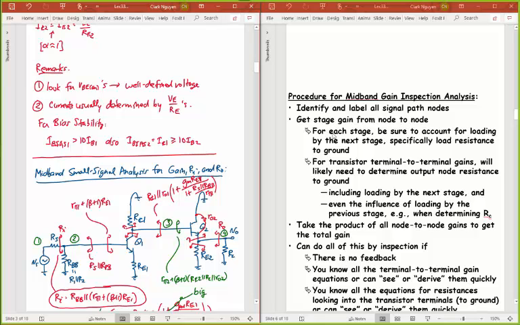Get the stage gain from node to node. For each stage, account for loading by the next stage, specifically load resistance to ground. You notice how we did that in this case, even for this voltage divider. We had a voltage divider RS going into some load here, but this load that we're looking at included not only RBB, but also all the resistance seen looking that way. We did that for here too.